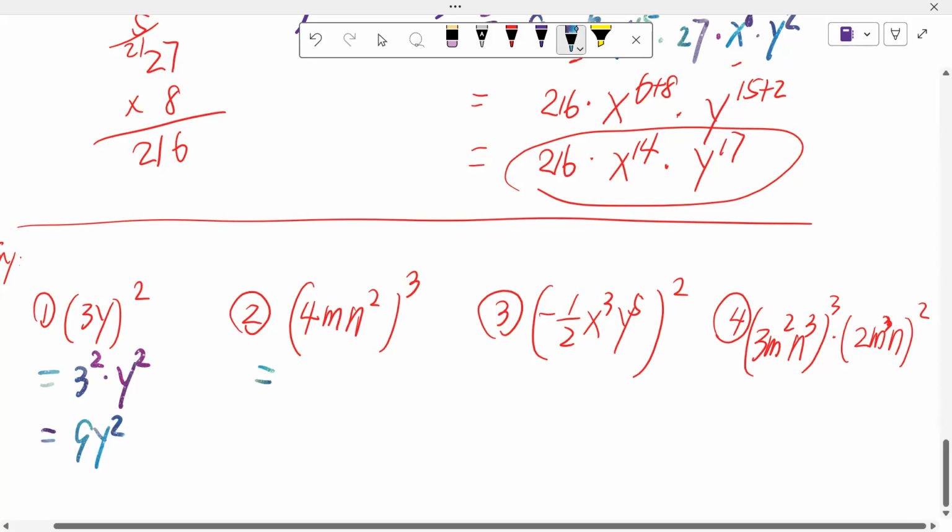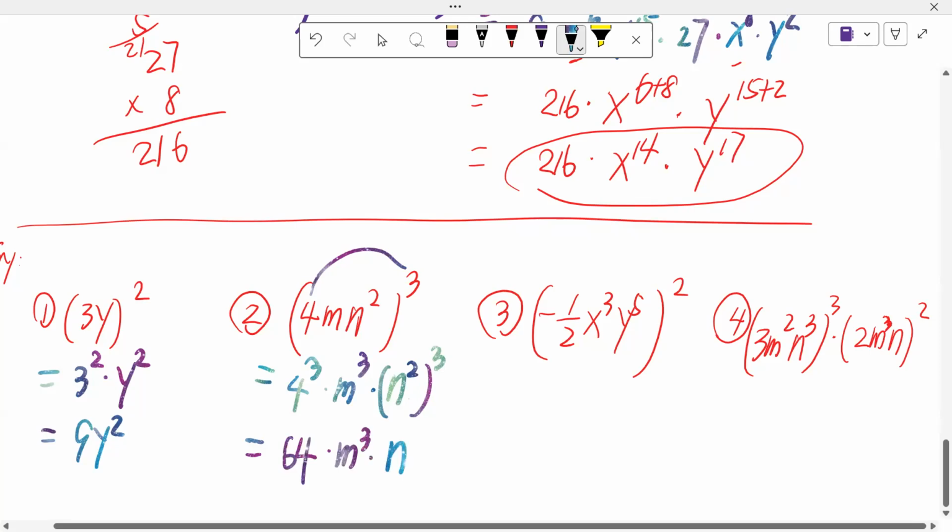And the second one, 4 to the third, m to the third, n squared to the third. And then 4 cubed, that's 4 times 4 times 4, 64. It's m cubed. The n, you multiply 2 and 3, you get 6.